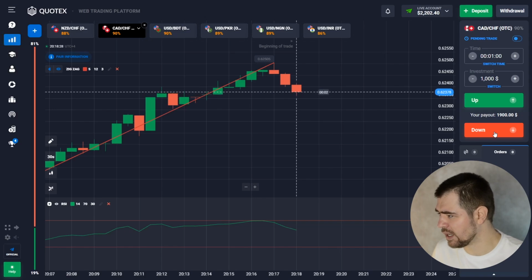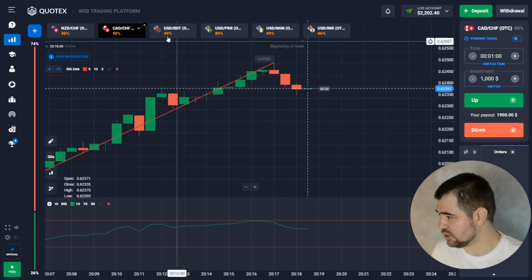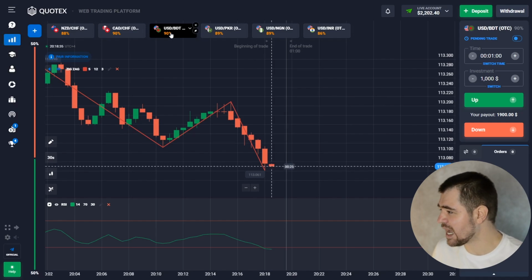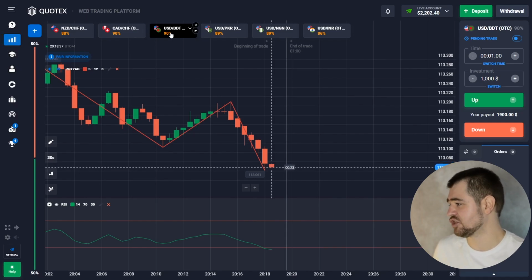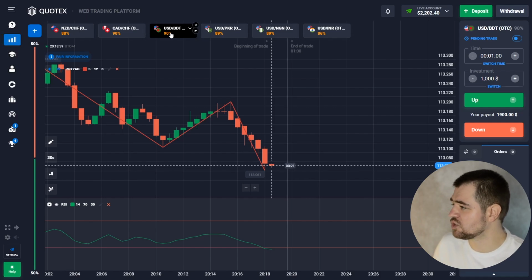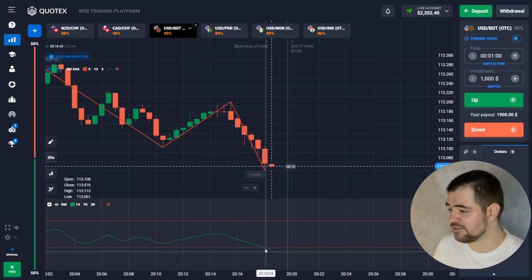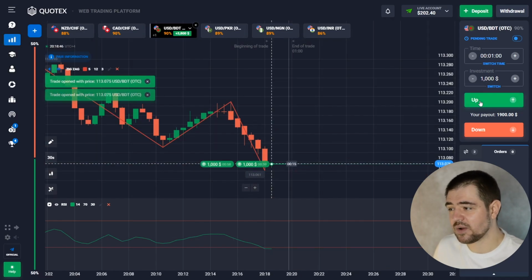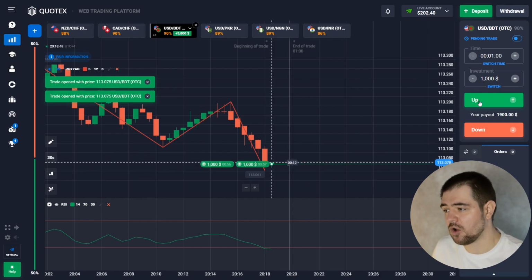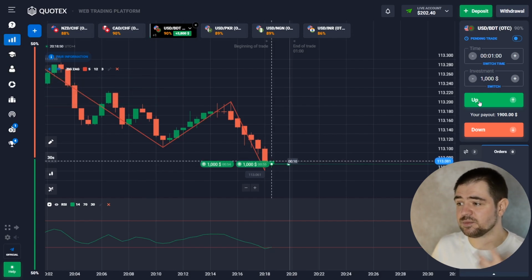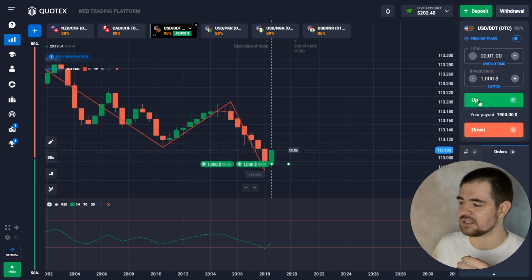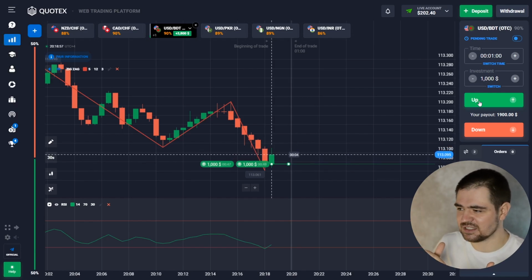I'm going to change to this one, and here we have a vice versa situation. This is a situation where we're going to go ahead and make a $2,000 call option, because here the price is exactly opposite. And as you can see, it's already showing the indication.